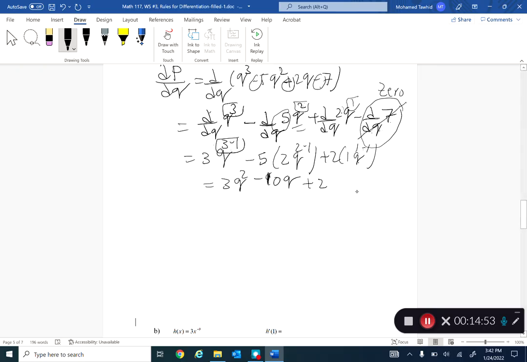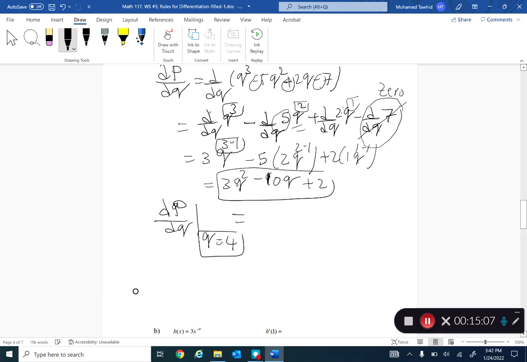Alright, so what is the question? The question here, they ask you what is dp with respect to q when q equals 4. Then I took the derivative here. Then go ahead and replace q by 4. So you have 4 squared times 3, 48, minus 10 multiplied by 4 plus 2. If I simplify this, you get 48 minus 40 plus 2. Then if I use technology, you get 10. So that is the derivative of p with respect to q when q equals 4.